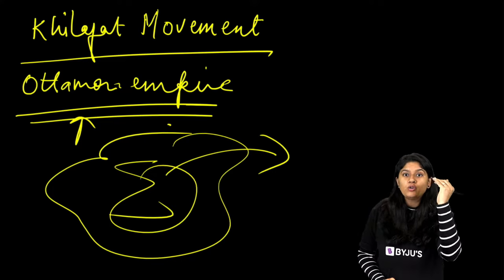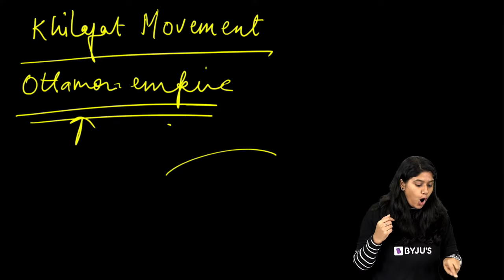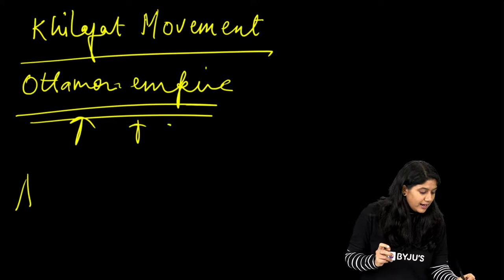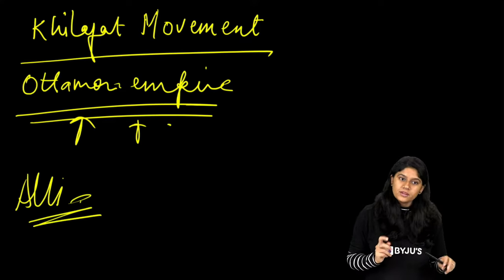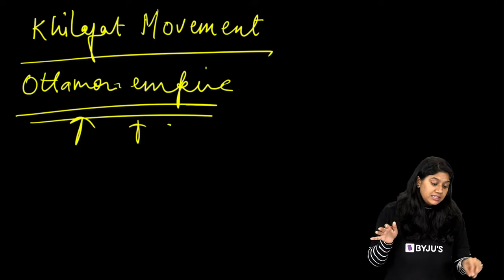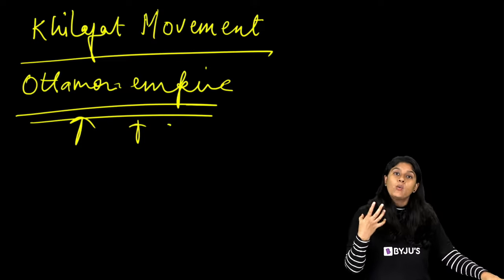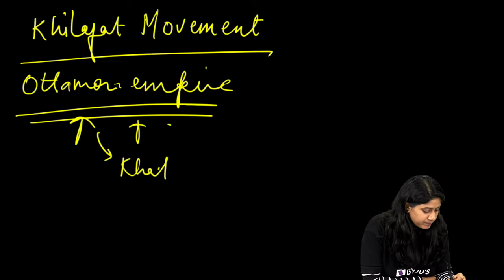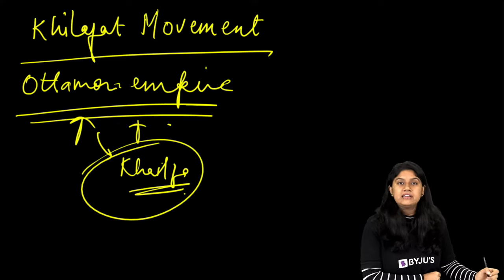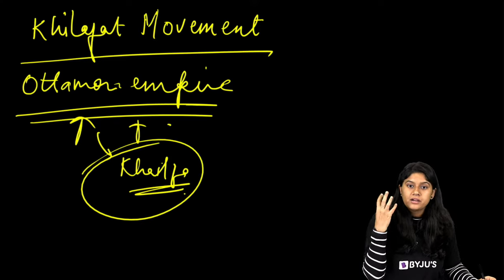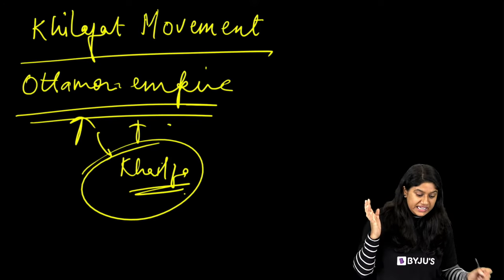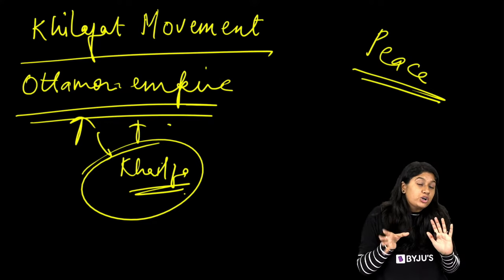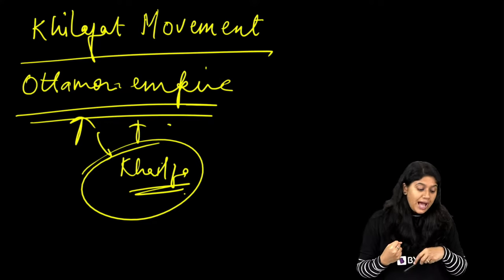So after the First World War, what had happened? The Ottoman Empire was in the Central Powers, but they lost the war to the Allied forces, right? Yes, we know that. As part of the peace treaty, the Ottoman Empire's spiritual leader, the Khalifa, was facing some harsh treaties. Even though people say this is a peace treaty, the rules and regulations of the treaty were not very helpful. So what had happened?